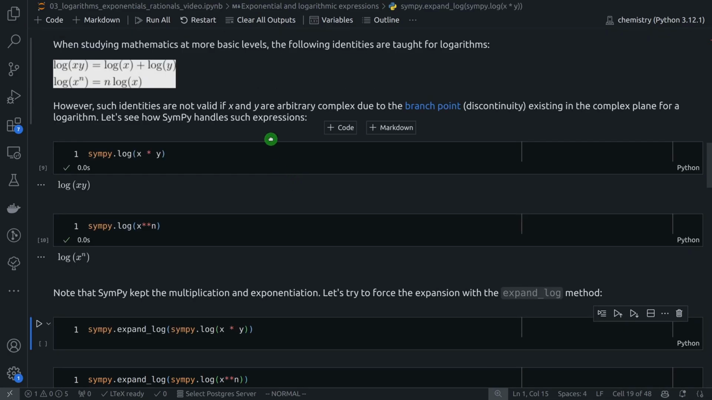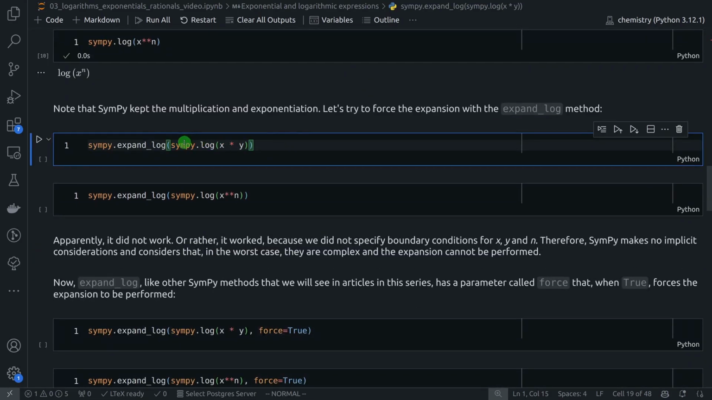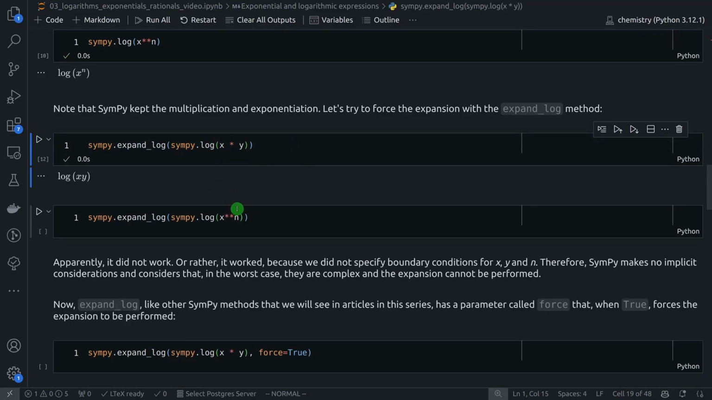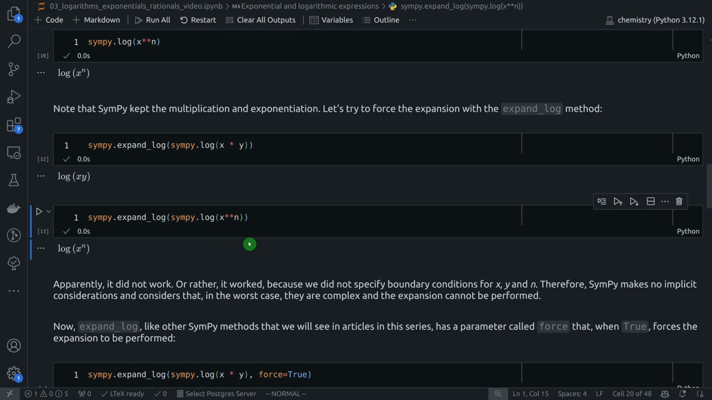But what if we want the expanded versions? What if we want this log to be represented as the sum of two logs? And what if we want this log to be represented as this multiplication? Well, SymPy has a function called expand_log. So let's see what happens passing this expression to this function. So we can see here that apparently it didn't work, and let's do the same with this expression, and again apparently it didn't work.